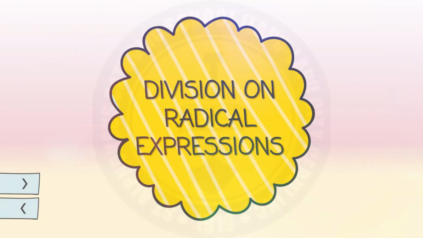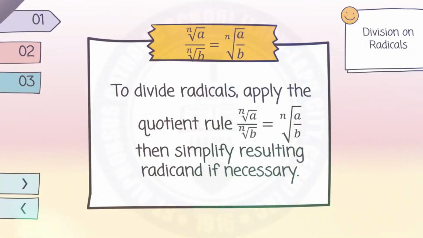Next, on the second part of our discussion, we will have the division of radical expressions. In dividing radicals, we need to apply the quotient rule, and the quotient rule states that the nth root of A over the nth root of B is just equal to the nth root of A over B. Then simplify the resulting radicand if necessary.